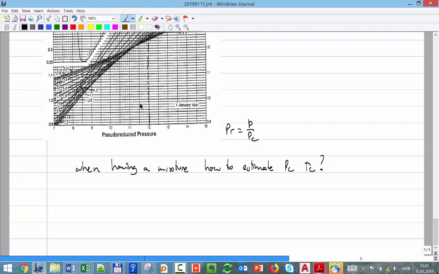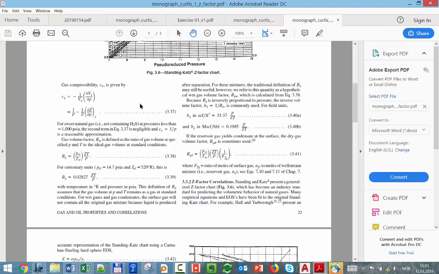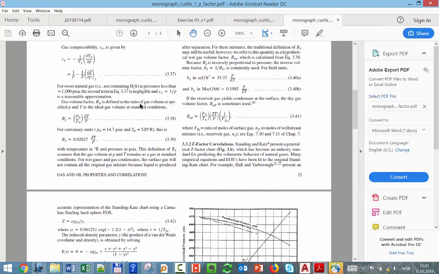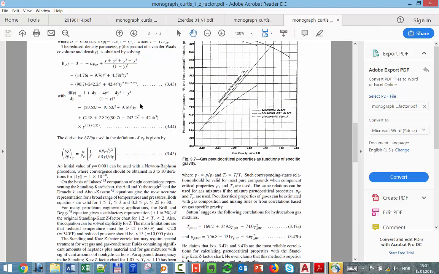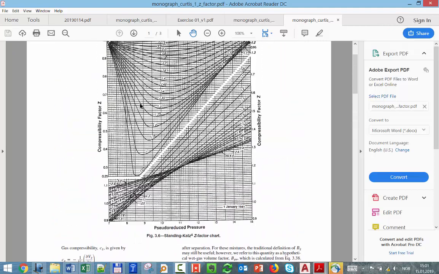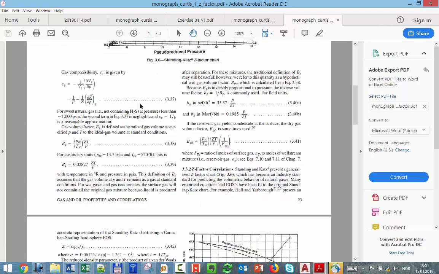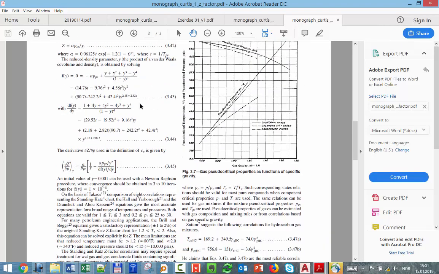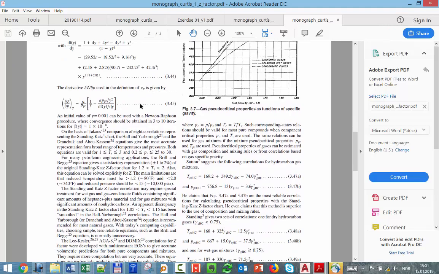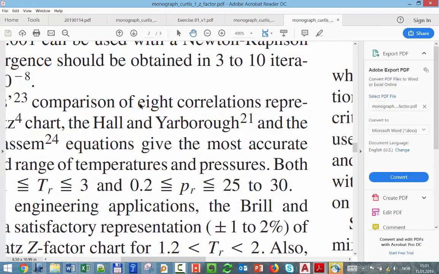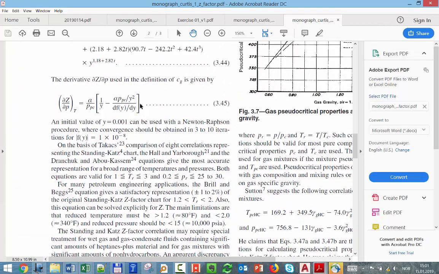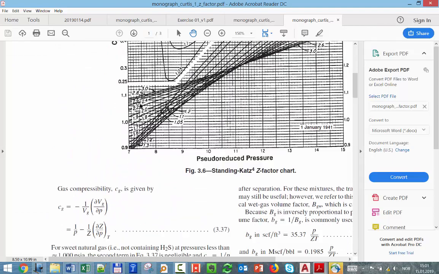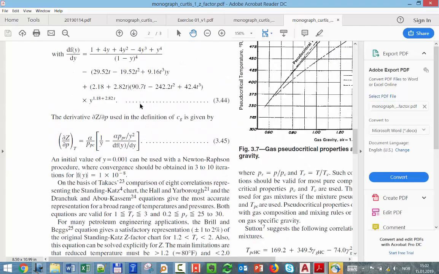In this chapter that I pointed to, you have Z factor correlations. You have some ways that you don't have to rely on the chart, but you can use an equation, and there are many different ones. There was a correlation by, I don't know how to pronounce that name, Hall and Yarborough. They made an equation that matches this chart very well. So you don't have to use the chart any time. You take out the human factor.